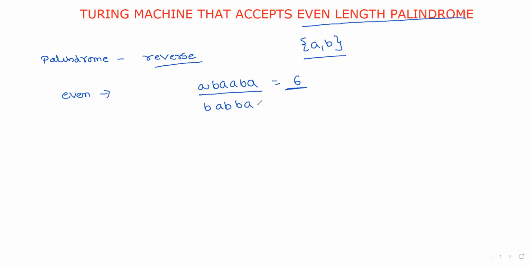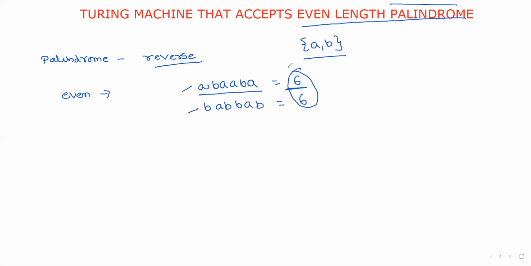BAB BAB is also a palindrome, because here we have no restriction on whether the string starts with A or starts with B. We have two possibilities, either it starts with A or starts with B. The only conditions are that it must be a palindrome and the length must be even.